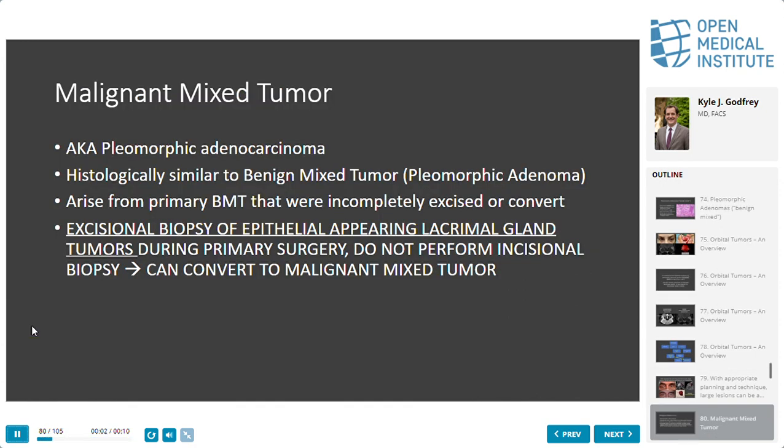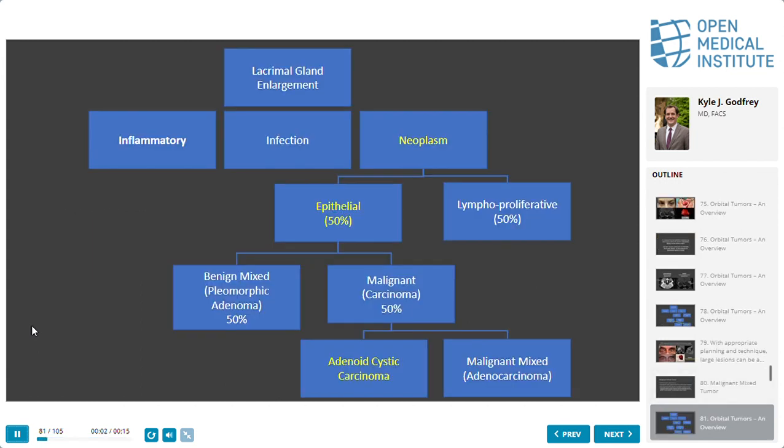Malignant mixed tumors, we won't spend too much time on. They're very similar to the benign mixed tumors, but have undergone malignant transformation, and that's why you never want to violate that capsule with an incisional biopsy. And then just our category here, just to avoid confusion, this is a totally separate subtype of tumor. It's not really related to the malignant mixed tumors, but it's a malignant carcinoma of epithelial origin that can occur in the lacrimal gland.